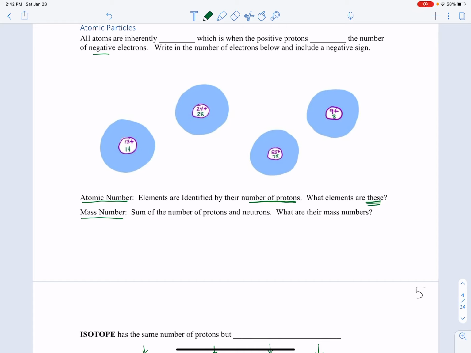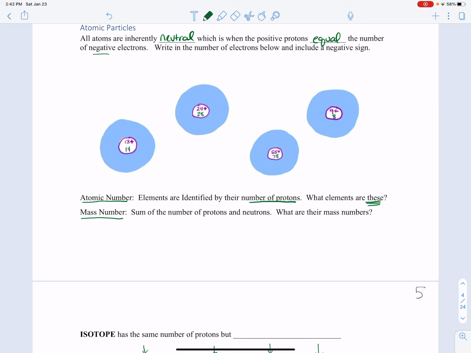So we're going to look at the atoms. We're going to figure out some of the terminology about the atom, and we are going to figure out the charges of different parts of the atom. You should begin by knowing that all atoms are inherently neutral. When you're just looking at the atom, it's neutral. So that means that the number of positive protons equals the number of negative electrons.